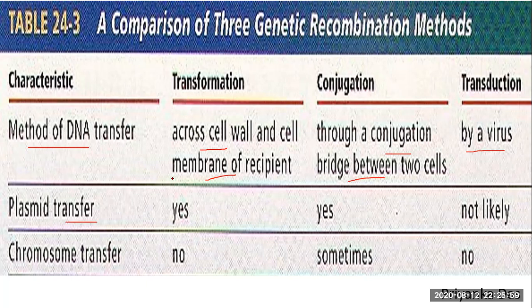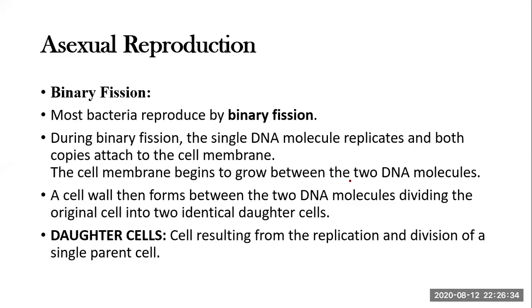In case of plasmid, it is transferred in transformation and in conjugation, but in the transduction process, as we already read, the plasmid is not needed. In case of chromosomal transfer, in transformation the chromosome is not transferred, in transduction the chromosome is not transferred, but in the conjugation process sometimes it is transferred. Okay, so that was our sexual reproduction, and now that is our asexual reproduction of bacteria.